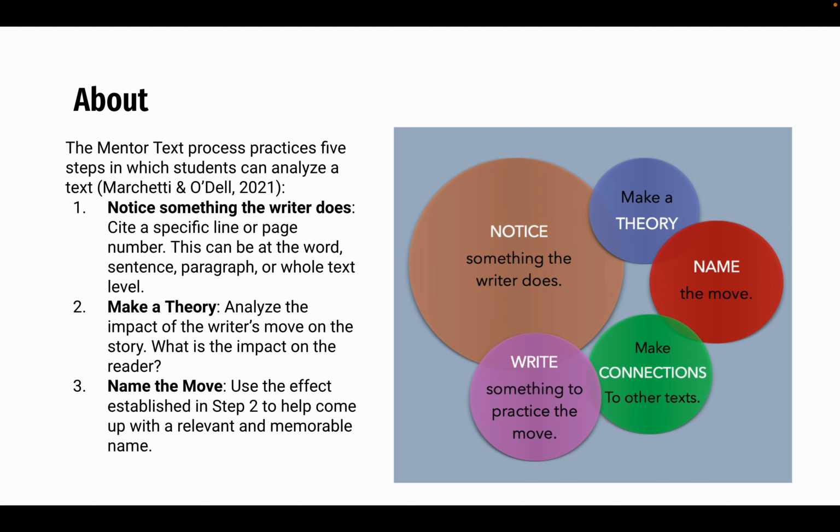So, some general information about the mentor text process. It was developed by Marchetti and Odell in 2021, and it has 5 steps in which students can analyze the text. The first step is to notice something that the writer does. The student would then cite a specific line or page number. It can be a move at the word, sentence, paragraph, or whole text level.